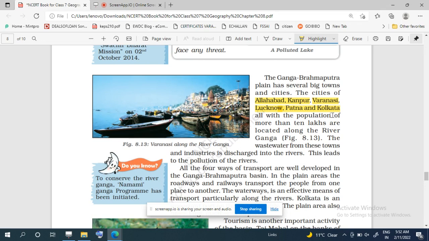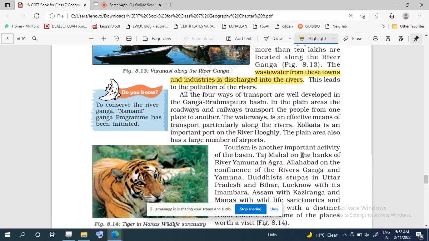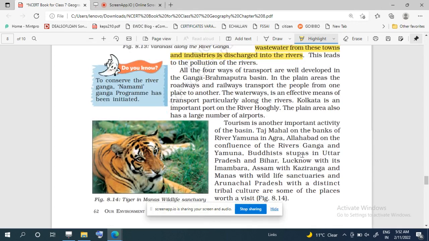And we find that these are heavily populated areas, densely populated cities. So wastewater from these towns and wastewater from industries is discharged into the rivers. This causes pollution of the river water, and we know that the condition of river water has become very bad because of this wastewater.